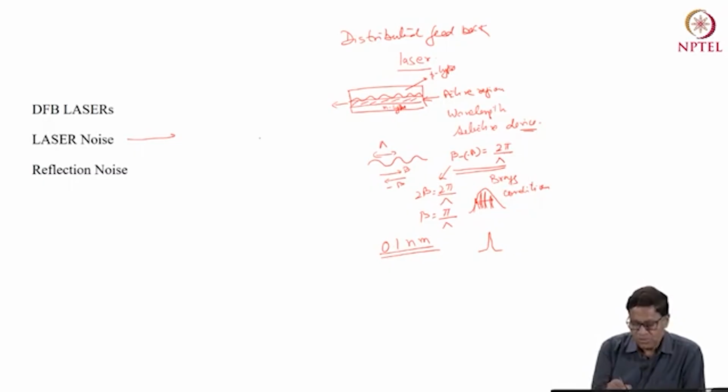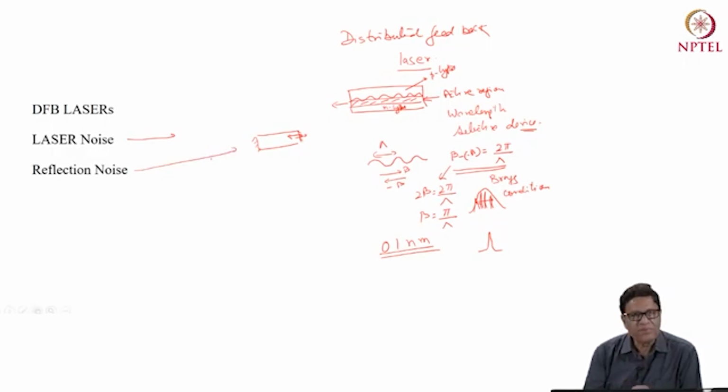And also, as I explained, the laser structure has some mirror. So some of the light goes out and some is reflected back into the material. If it is coupled through some fiber or somewhere, then that light might get reflected back. This will generate some sort of noise, which is called reflection noise. So this is another type of noise which is produced in the laser.